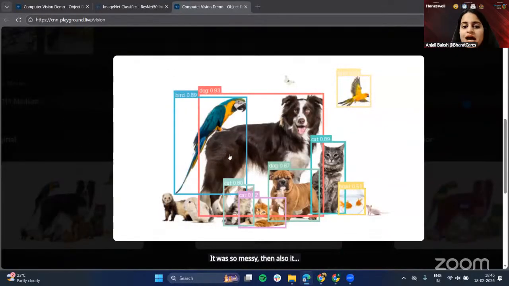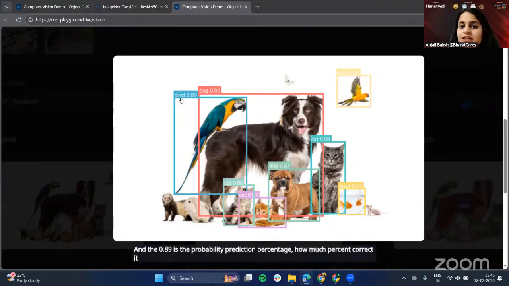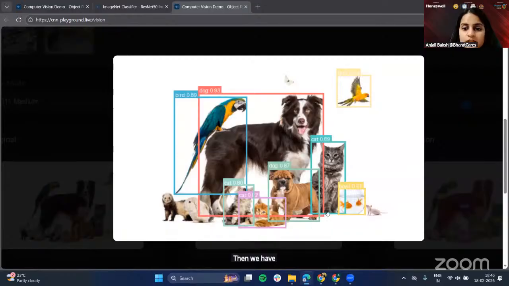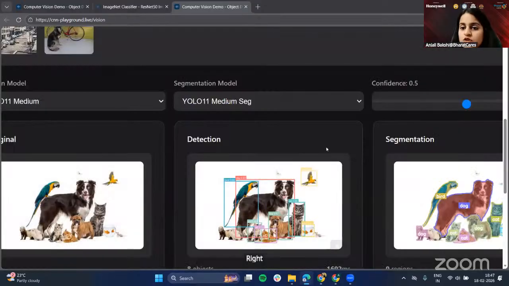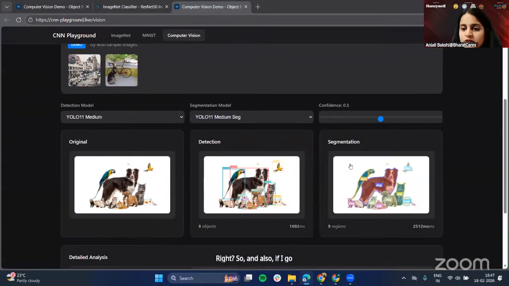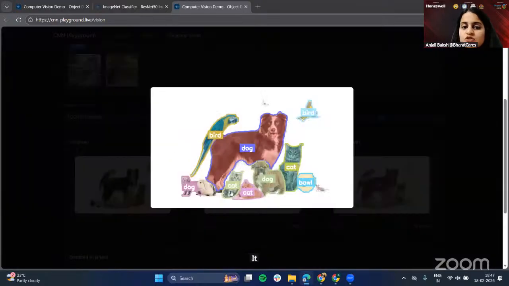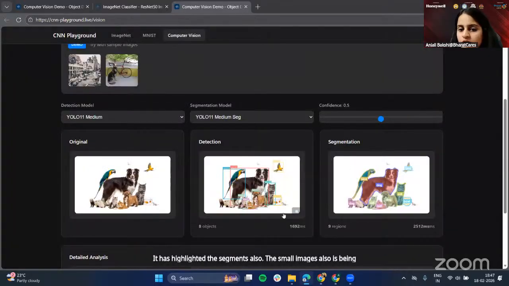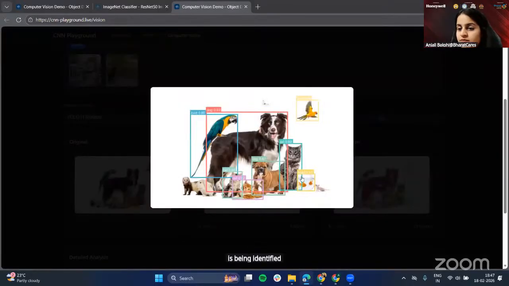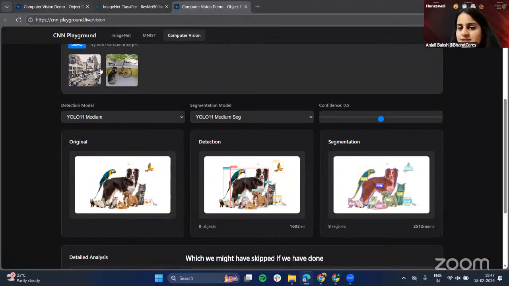Now 8 objects, if I zoom, it was so messy. Then also it has categorized that this is the bird. It has made a boundary. And the 0.89 is the probability, prediction percentage, how much percent correct it is bird. Then we have dog, bird, cat, right? So, and also if I go on to the segmentation part, it has highlighted the segments also. The small images also is being, even our fish bowl is being identified, which we might have skipped if we have done by our eyes.